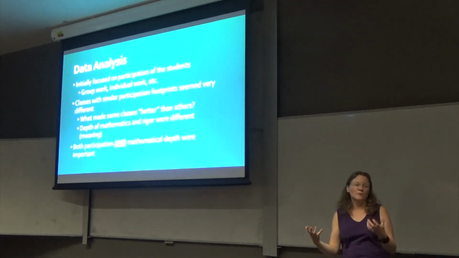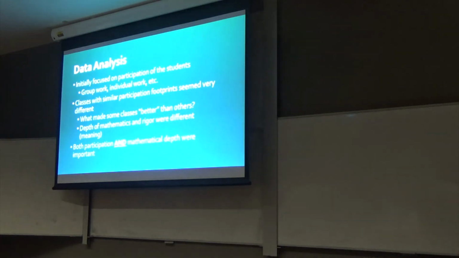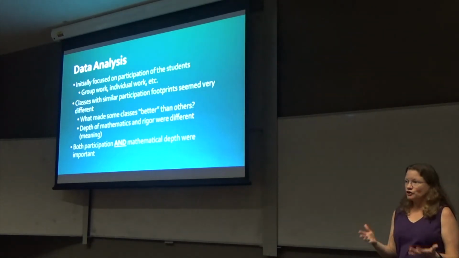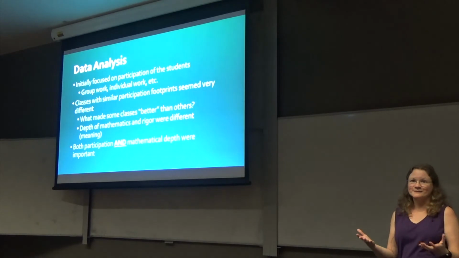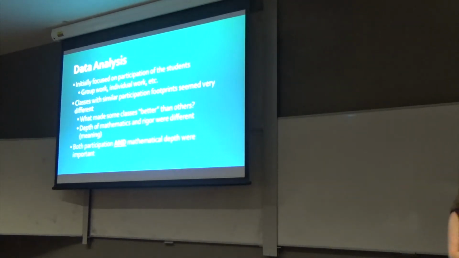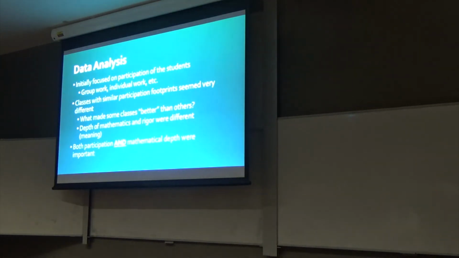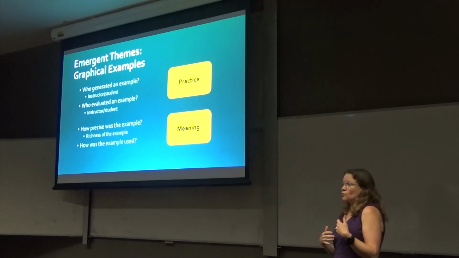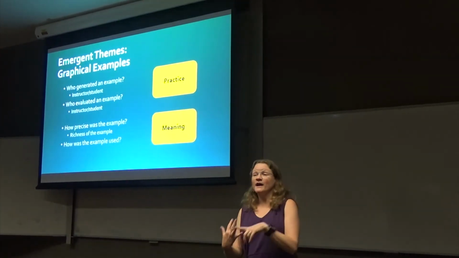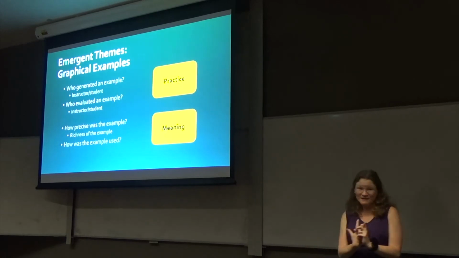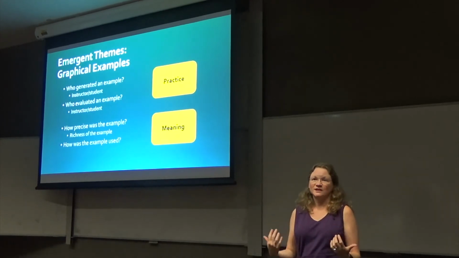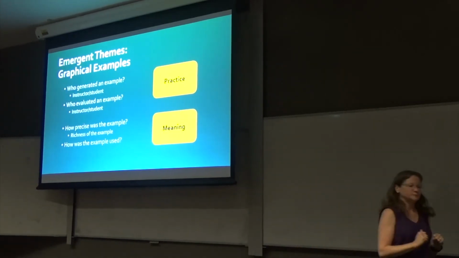And so we wanted to identify what made them distinctly different and made some of them feel better. Now, we aren't saying that any of these were bad lessons. They were all good, well-founded mathematical lessons, but what just made some of them feel different, feel better, as it were. And it came down to the depth that the lessons went into. So our 4 emergent themes that came out were who generated the example, who evaluated the example, how precise was the example, and how was the example used. All of these lessons were very example-centric. Should have said that before.